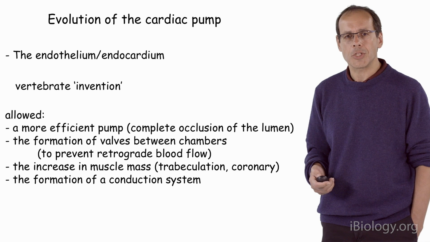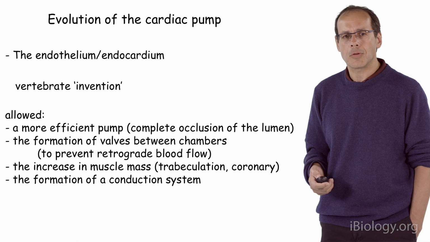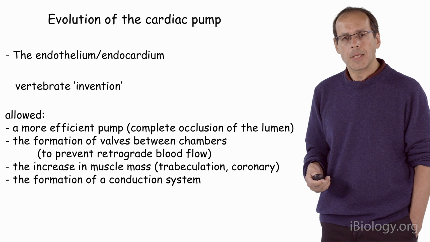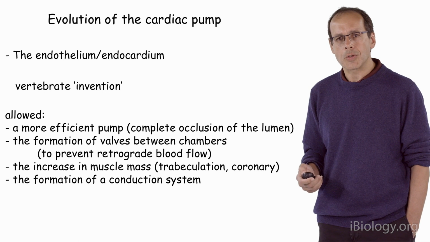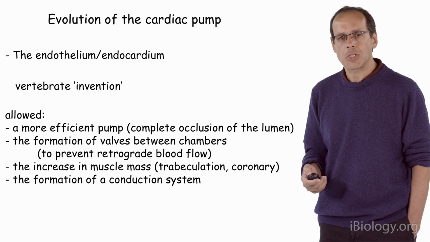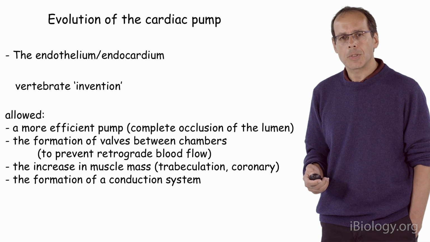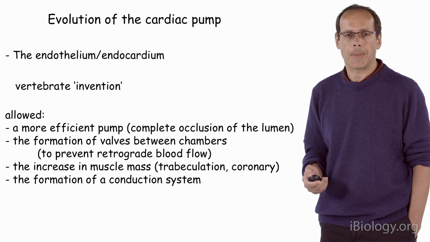So it allowed a more efficient pump by allowing the complete occlusion of the lumen. It directly participated in the formation of valves between the chambers to prevent the retrograde blood flow. And it allowed the increase in muscle mass by providing the signals for the formation of trabeculae. And this is prior to the formation of the coronary vessels, which feed the muscle wall. And these trabeculae are also, of course, key in terms of the formation of the specialized conduction system, but we won't say more about this today.